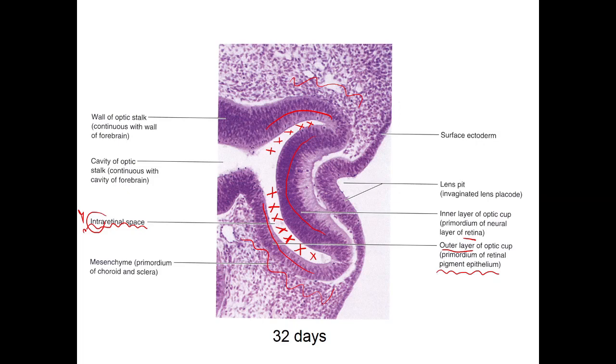I will write it down for you to remember. Neural crest. Okay, so from now on, please remember there are three origins of the eye. There is the surface ectoderm, there is the neural ectoderm, and there is also the neural crest.